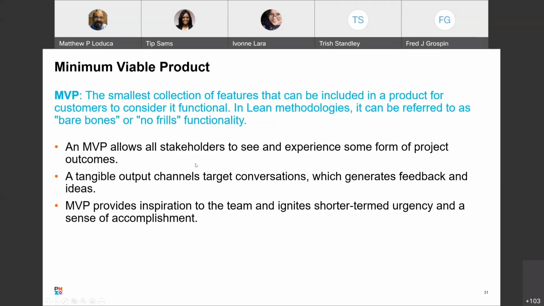Any questions here on minimum viable product? This is a huge concept. It will definitely be on the exam. I have no doubt you will see this on the exam. It will be there. Any questions about it?